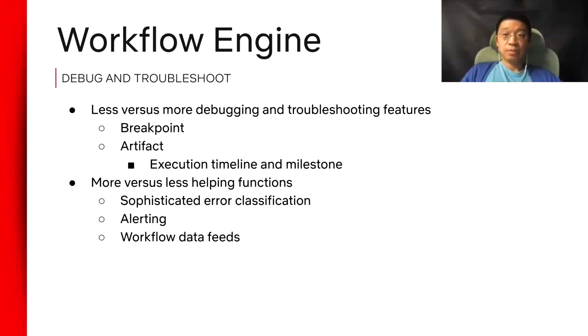It is also important to provide debuggability and surface errors for users to troubleshoot. Both improve the user experience and are worth the time and effort to implement. For debuggability, we support breakpoints to allow users to pause the jobs in a workflow. We also include error information, execution timeline, and milestones to artifacts to help users troubleshoot failures.